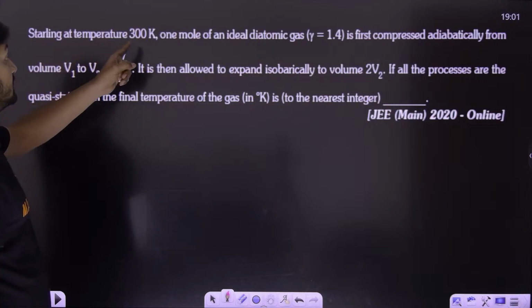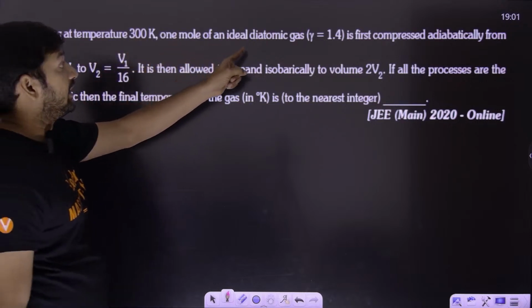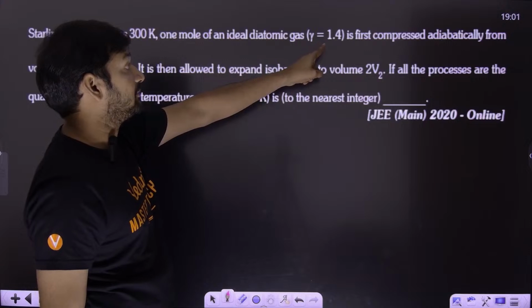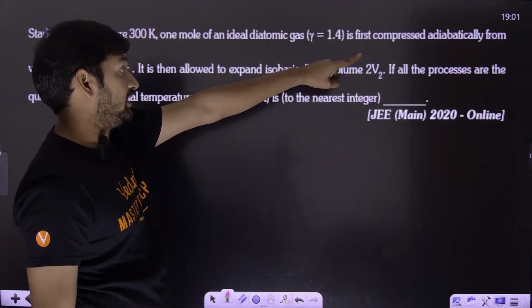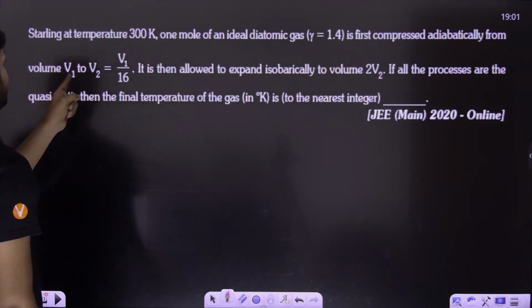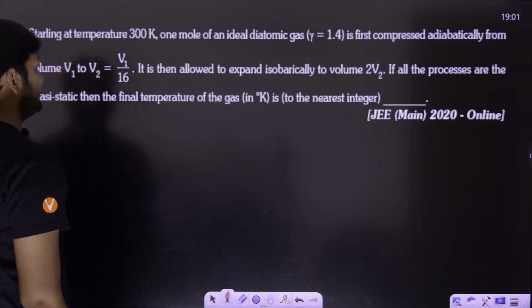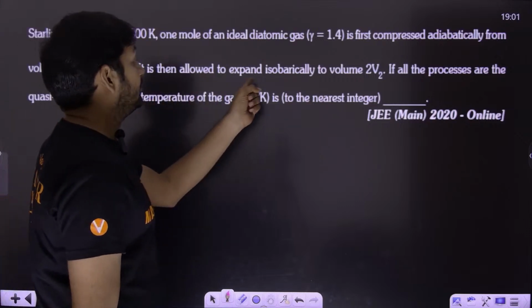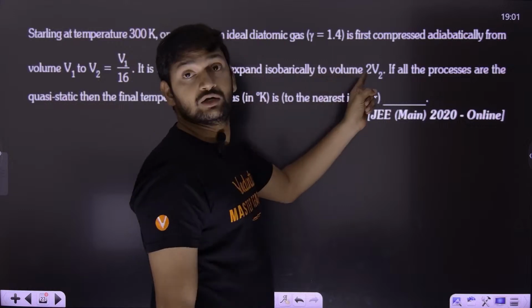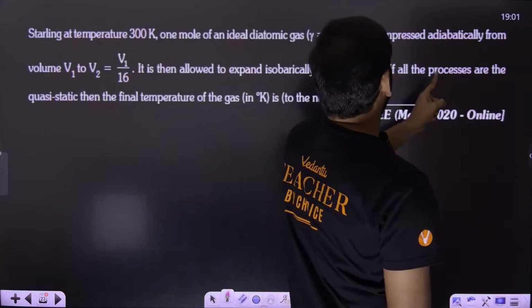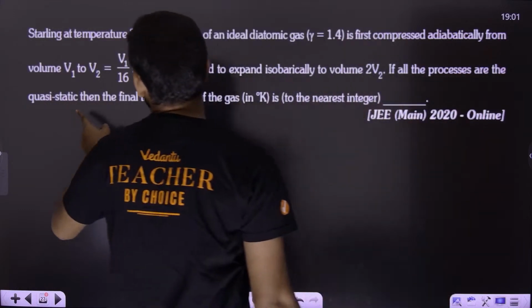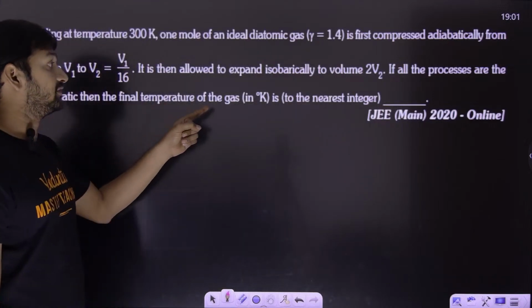Starting at temperature 300 Kelvin, 1 mole of an ideal diatomic gas of gamma 1.4 is first compressed adiabatically from V1 to V2, which is V1 by 16. It is then allowed to expand isobarically to volume 2V2. If all the processes are quasi-static, then the final temperature of the gas is?